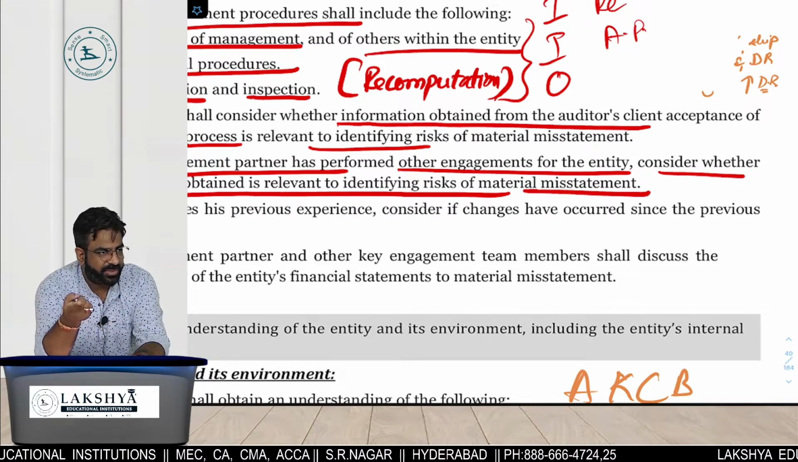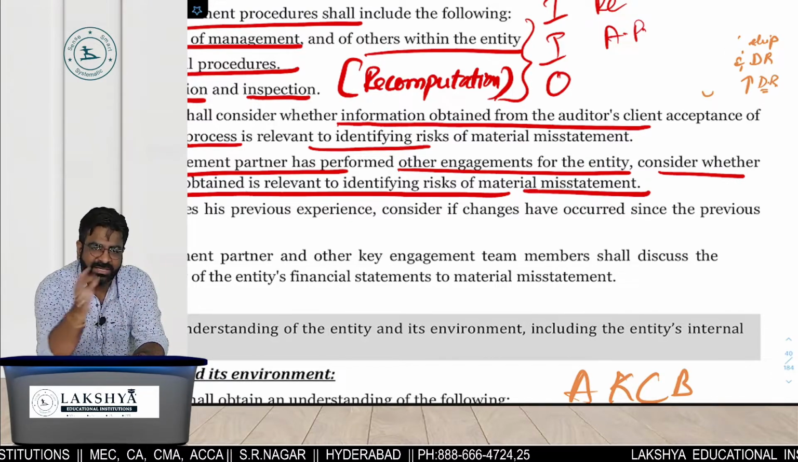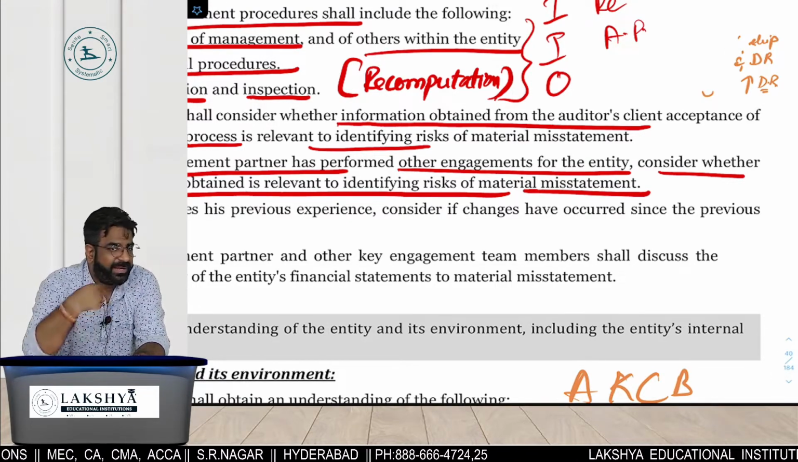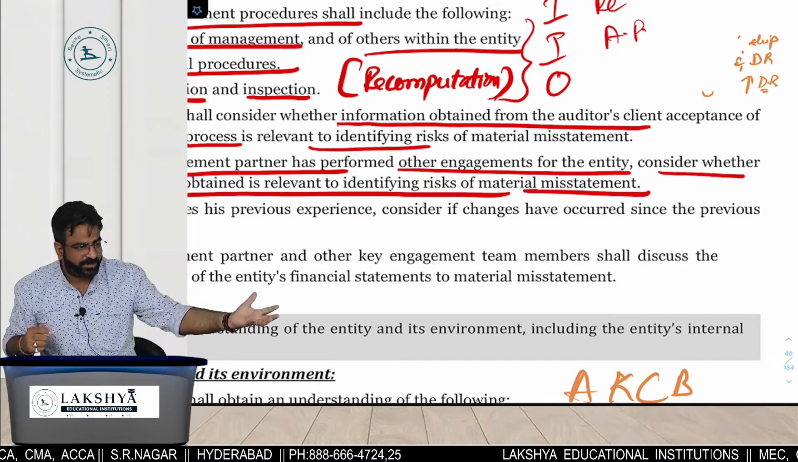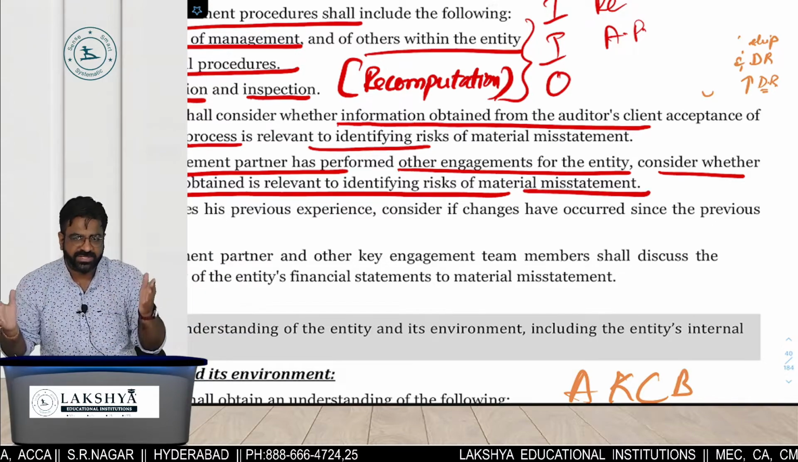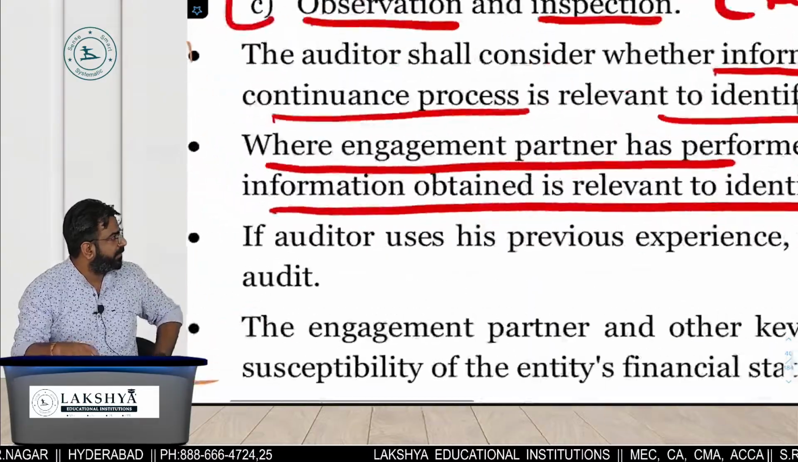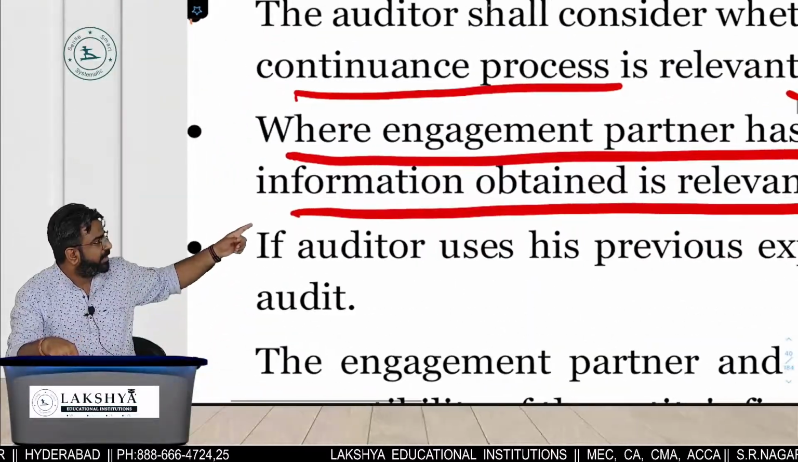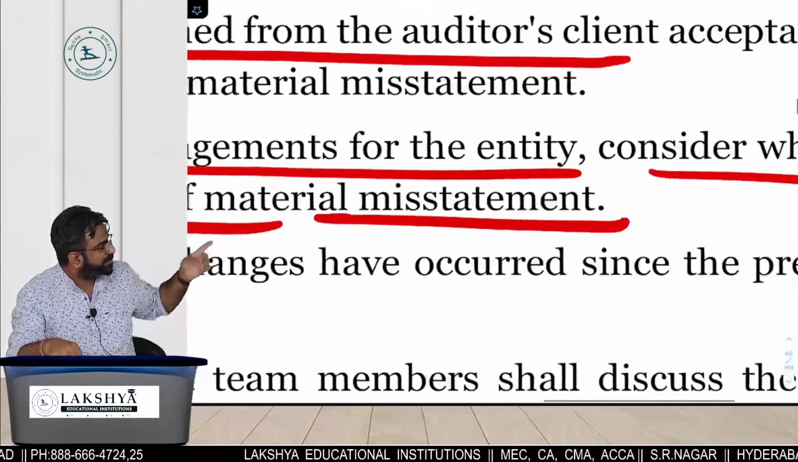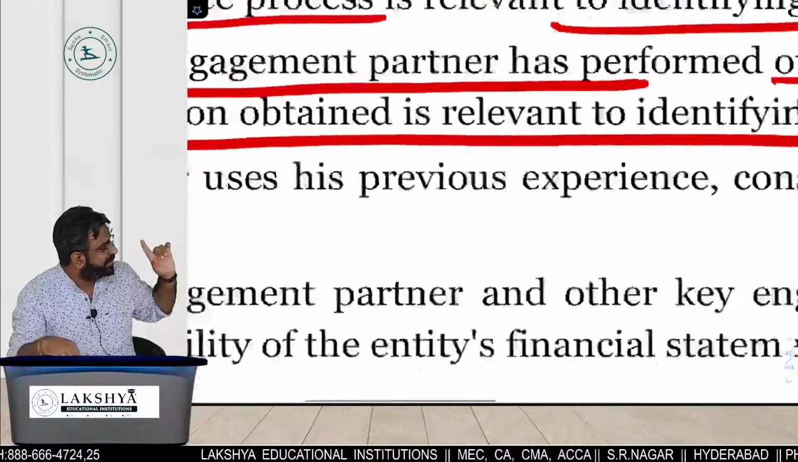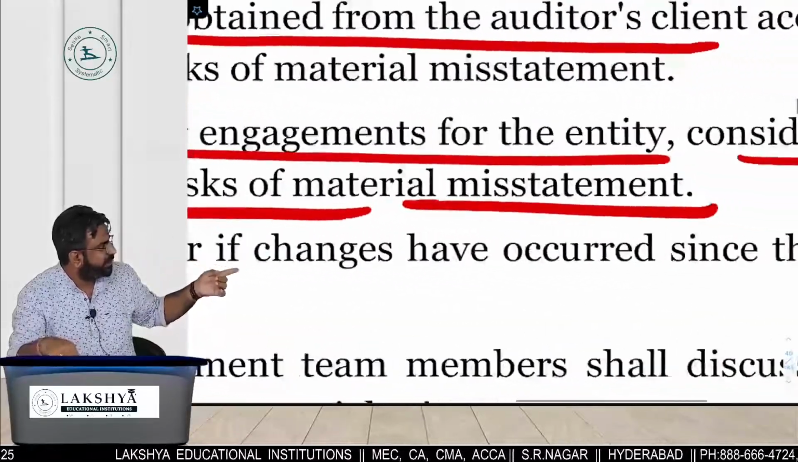I am the statutory auditor of my client for the first time. But up to last year, we were the internal auditors of that client. But I did not do the internal audit. Who did it? My partner. Whether his information will help me in understanding the ROMM of my client? Yes or no? That is point number 2. Read the point number 2, everyone. Where the engagement partner has performed what? Other engagements for the entity. Consider whether information obtained is relevant to identify the ROMM or not.